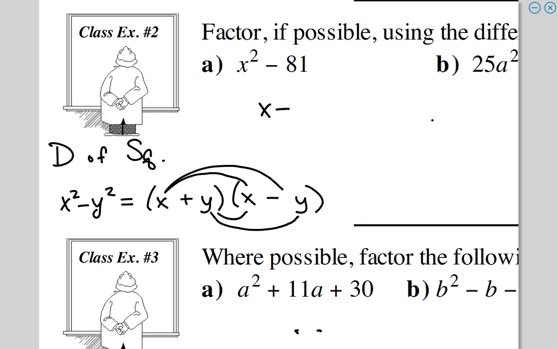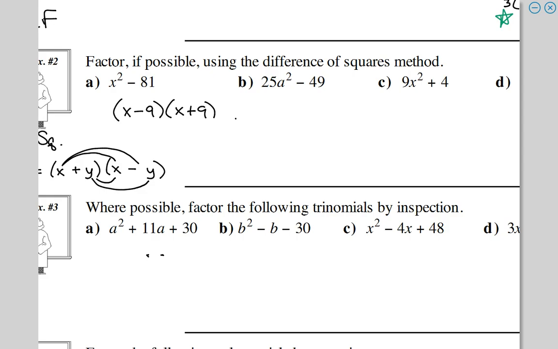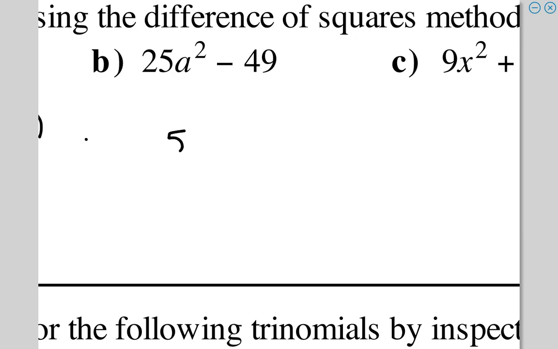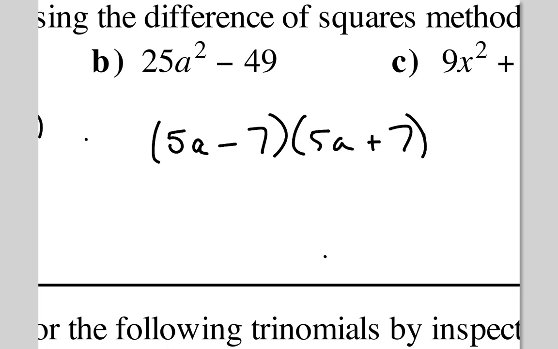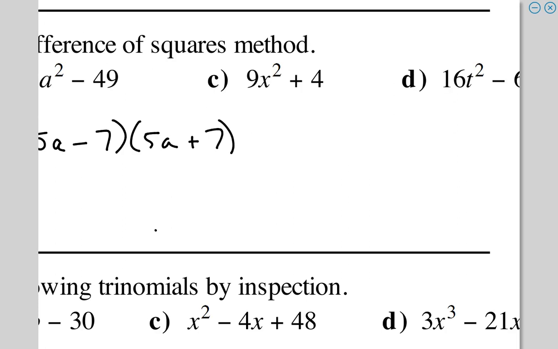So these ones are x minus 9 and x plus 9. You just use the roots. So this one would be 5a and 7. You guys okay with that? If I go fast on these, one's minus, one's plus, it doesn't matter what order you put that in.